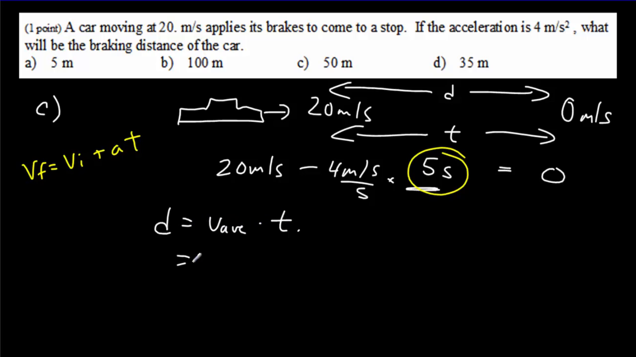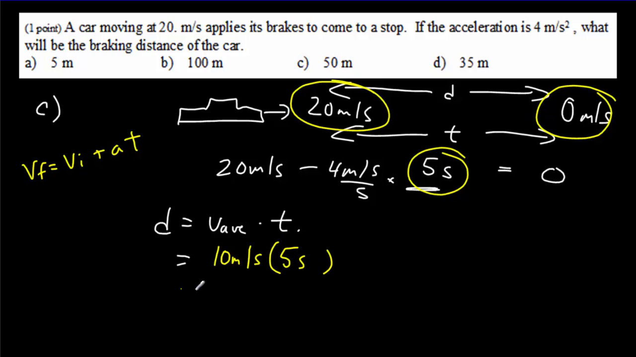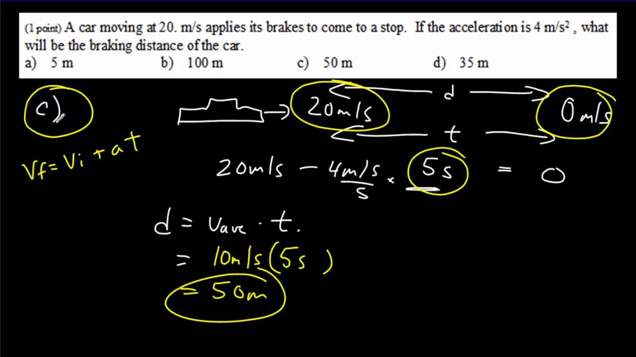And because we have constant acceleration, that average speed has to be exactly halfway in between 20 and 0. What number do you know that's halfway in between 20 and 0? Of course, it's 10 meters per second. So if you go at that average speed of 10 meters per second for 5 seconds, you're going to go a total distance of 50 meters, and that means the correct answer here is C.